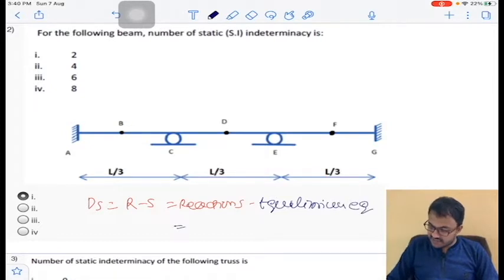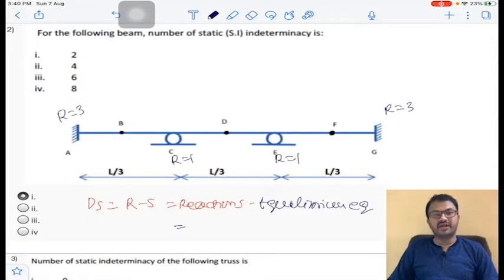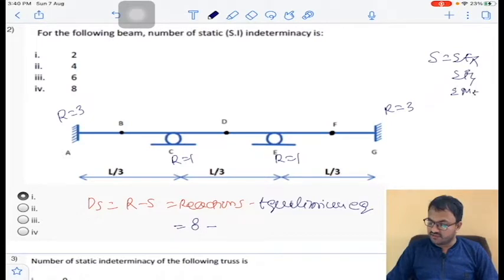So how many number of reactions? At supports number of reactions will exist. Here number of reactions 3, here number of reactions 3, here number of reactions 1, here number of reactions is equal to 1. Total how many number of reactions? There are 3 plus 3 plus 2, it is 8. Generally equilibrium equations are sigma Fx, sigma Fy, sigma Mz, these are all equal to 0.